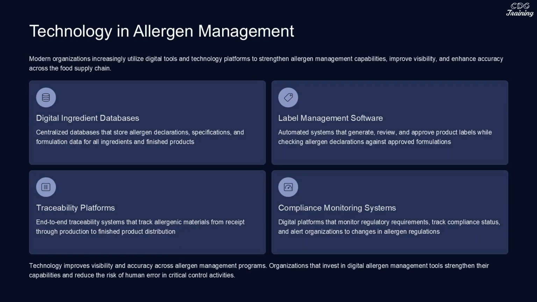Modern organizations increasingly utilize digital tools and technology platforms to strengthen allergen management capabilities, improve visibility, and enhance accuracy across the food supply chain. Key technologies include digital ingredient databases, label management software, traceability platforms, and compliance monitoring systems. These tools support organizations in managing allergen declarations, tracking allergens, and ensuring compliance with regulations.